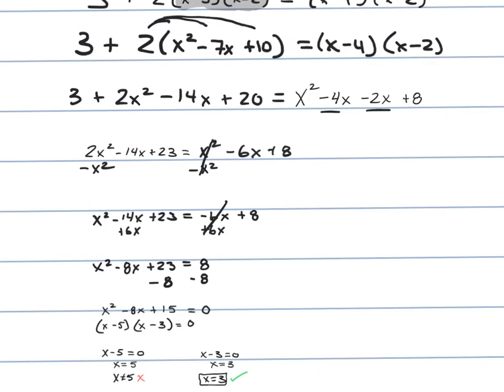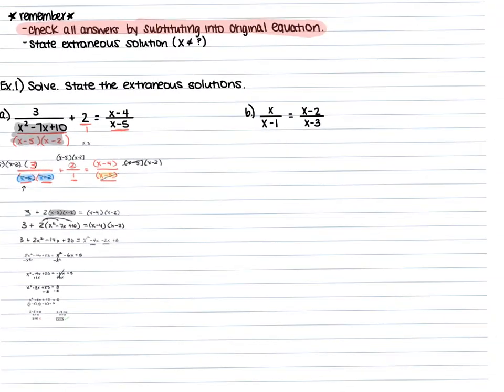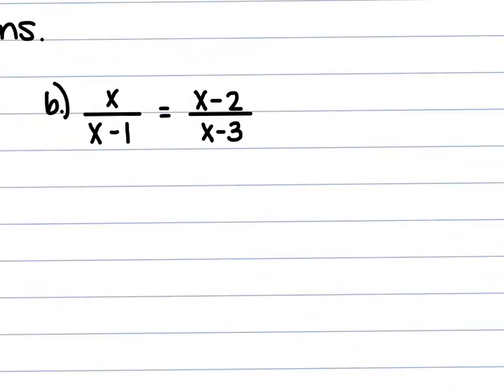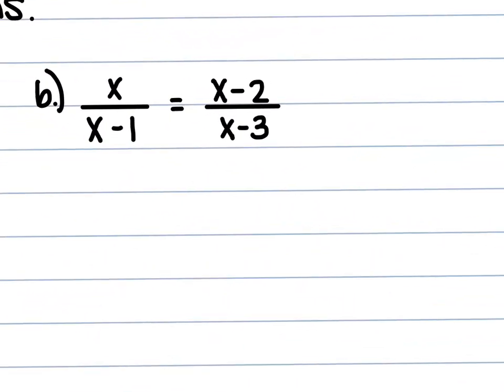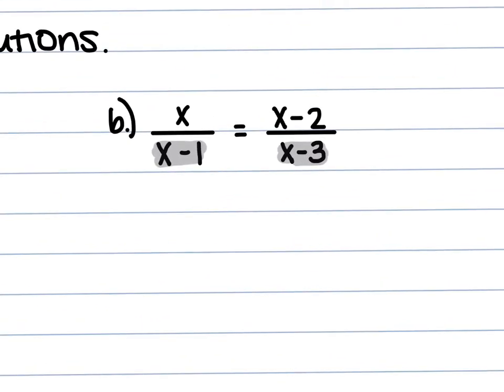Okay, let's go on to B right next door. So we have variables in the denominator, and that makes these things stink. They're hard to work with. So to get rid of them, we're going to look at the denominators, and I see an x minus 1 and an x minus 3. So I need to multiply both of these by x minus 1 and x minus 3.